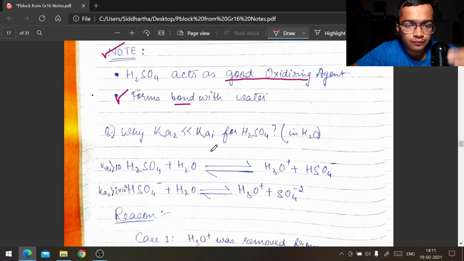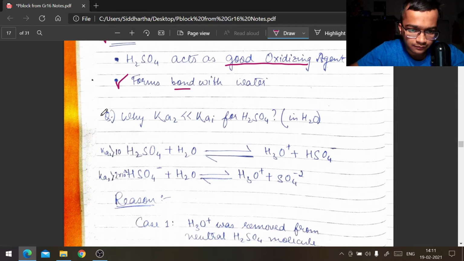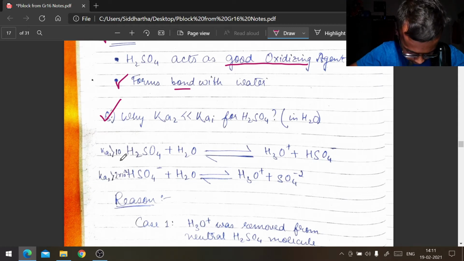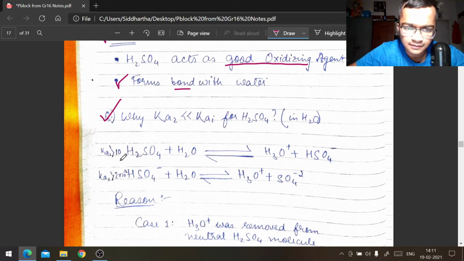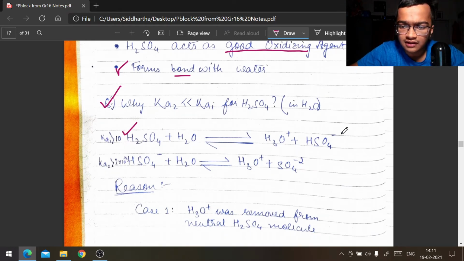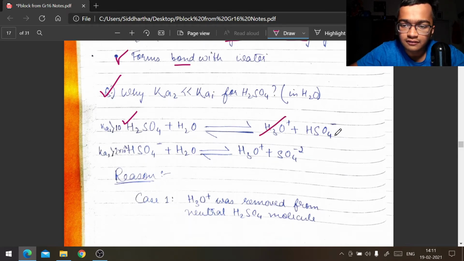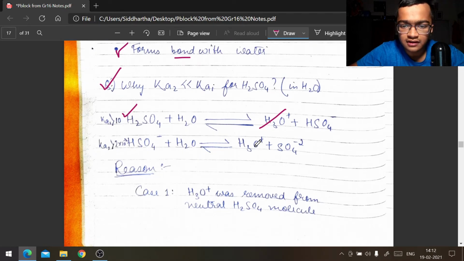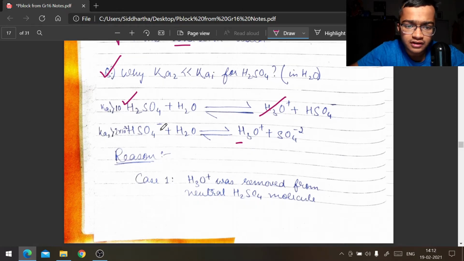Why is Ka2 less than Ka1 for H2SO4 in aqueous state? Now Ka2 is the measure of acidity. See, when H2SO4 reacts with water, the first step gives H3O+ and HSO4-. Now in the second step, this HSO4- again reacts with water, and you get H3O+ again and SO4 2-. Now they are saying that Ka2 is much less than Ka1, or Ka1 is greater than Ka2, because here it is already a negative ion, okay.